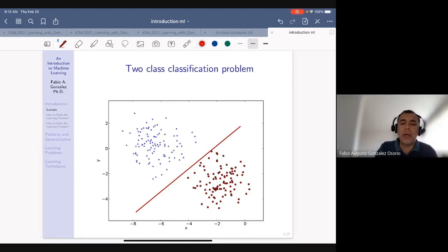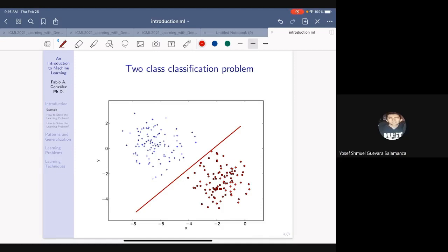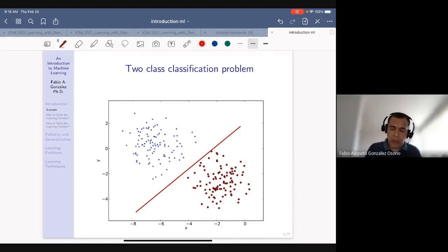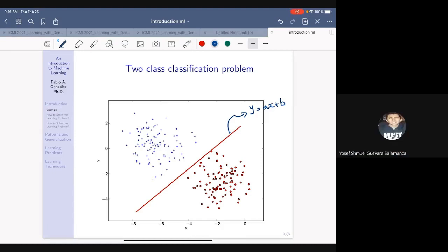Okay, so how do you find that line? You can find an intercept with the y-axis and also a slope for the line. But how do you find the intercept? The parameterization of this line is something like y equals a times x plus b, where b is the intercept and a is the slope. So how do you find a and b? I think with the minimum squares algorithm.